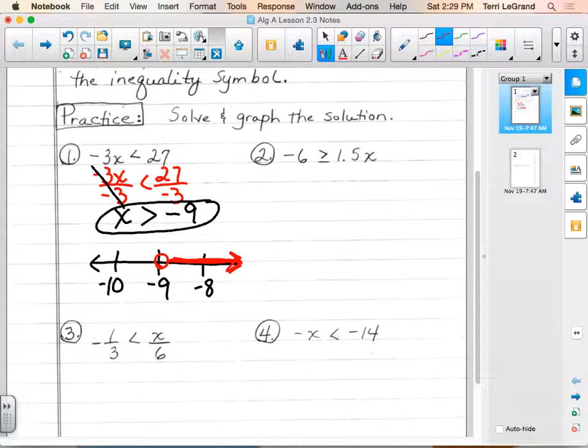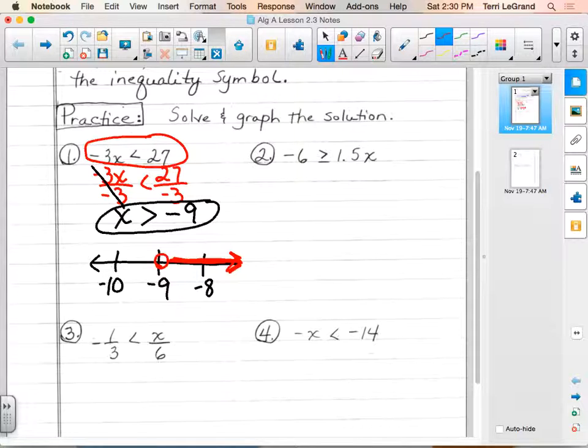Let's see if a number from that shaded region makes it true or not. Let's pick, you know what, 0. If we kept going on the number line to the right here, we'd eventually get to 0. That's a nice number to check with. Let's do 0. We put 0 back up here in our original inequality, and we'd say, what's negative 3 times 0? Anything times 0 is 0. So we'd end up with 0 is less than 27. 0 is smaller than 27. It is. That's true. So feeling good about that.